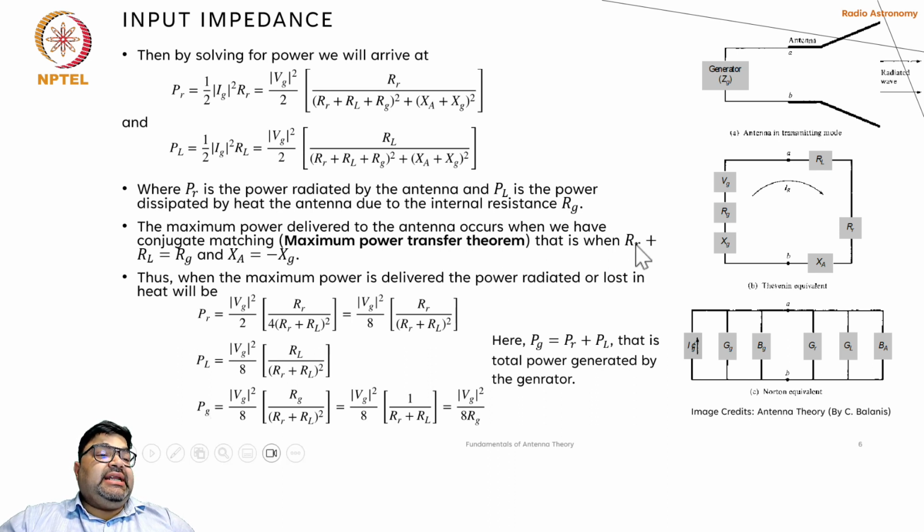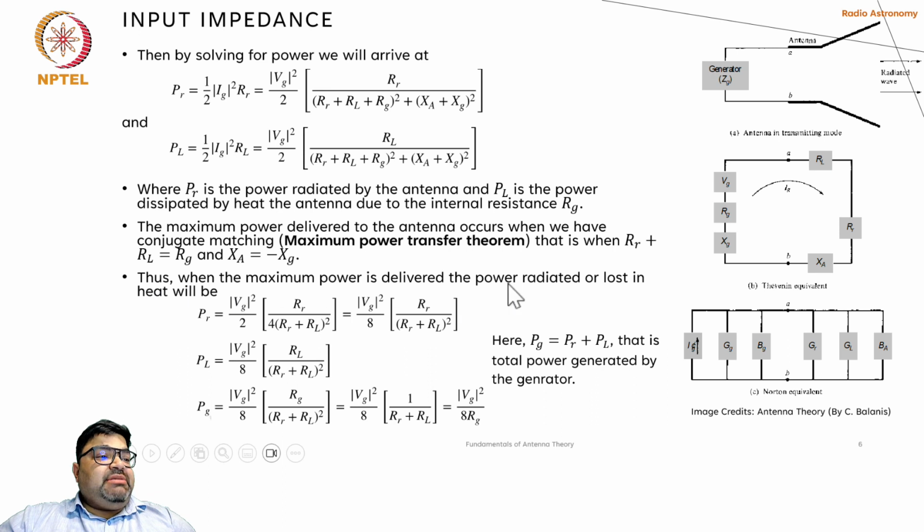What it means is that the resistive part R sub R plus R sub L should be equal to RG, and the XA should be negative of XG. That's how it becomes conjugate, right? Because it's complex in nature.